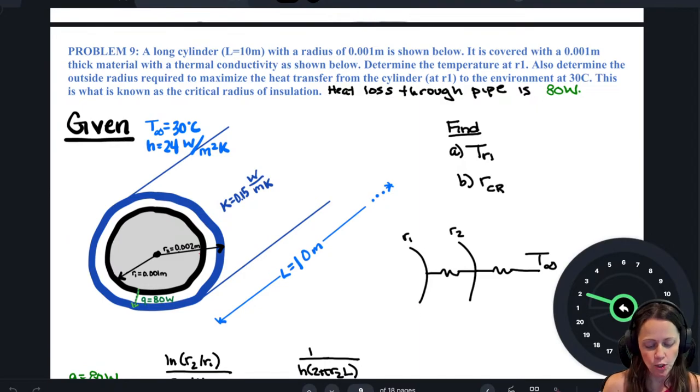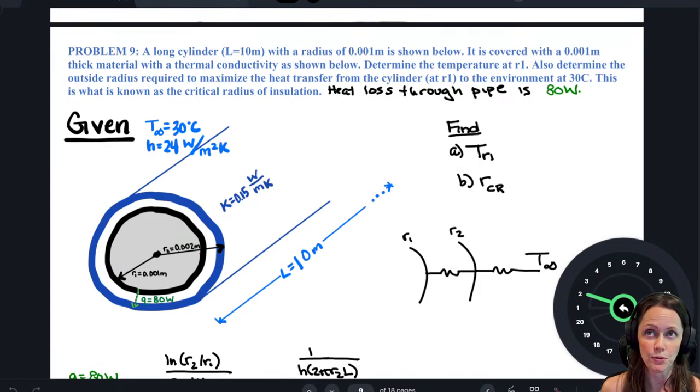Okay. We had used Ohm's analogy to calculate the temperature at a particular location within this cylinder. So we calculated it at T of R1. And now we need to find what's called the critical radius. So the critical radius is the radius that's going to maximize the heat transfer.